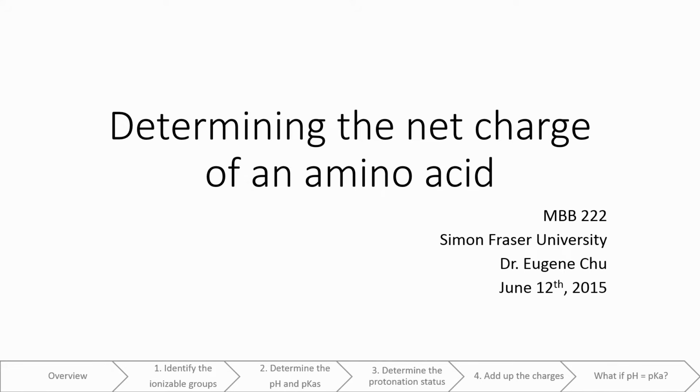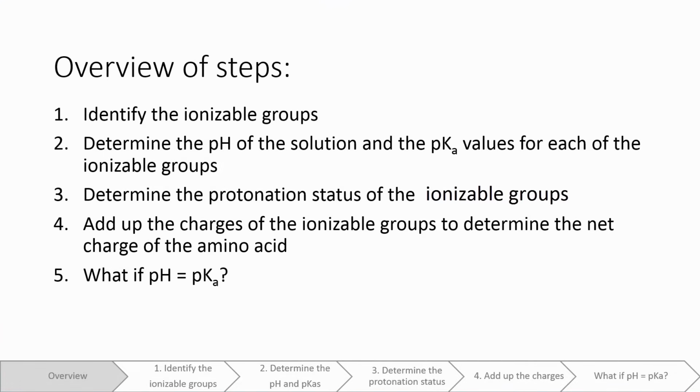How can we determine the net charge of an amino acid at a given pH? This is a question that comes up quite frequently in class, and is actually a lot easier to solve than it may appear at first. I usually follow the following steps.